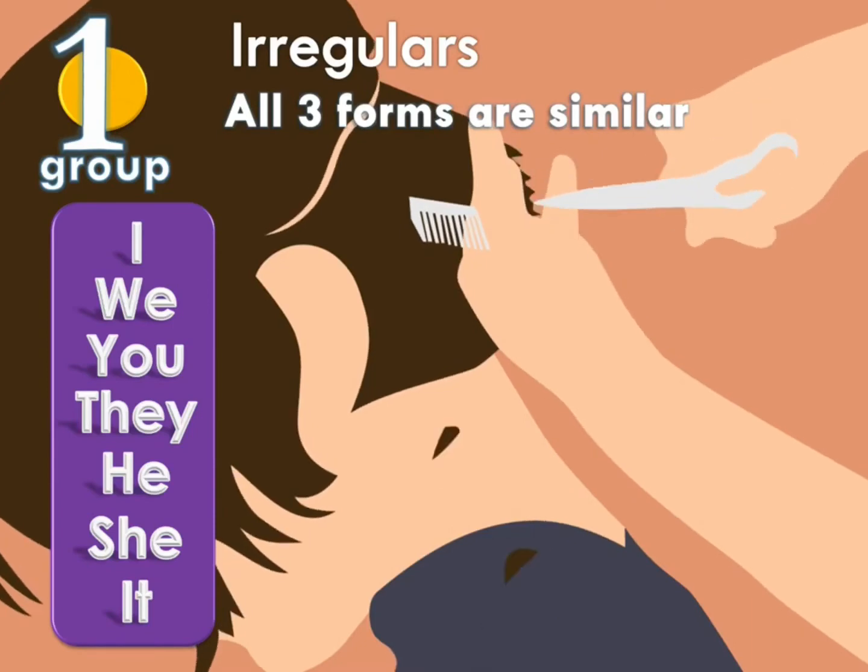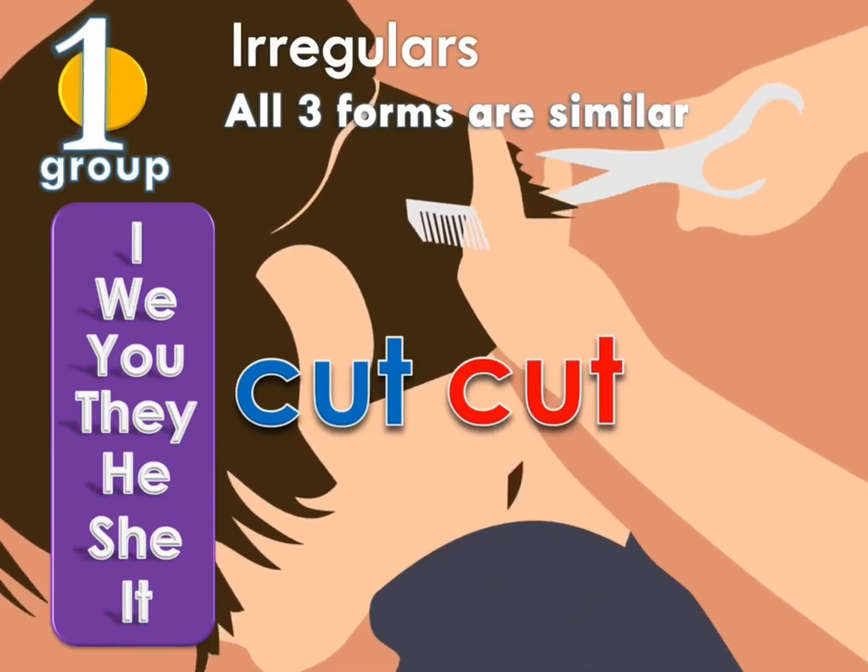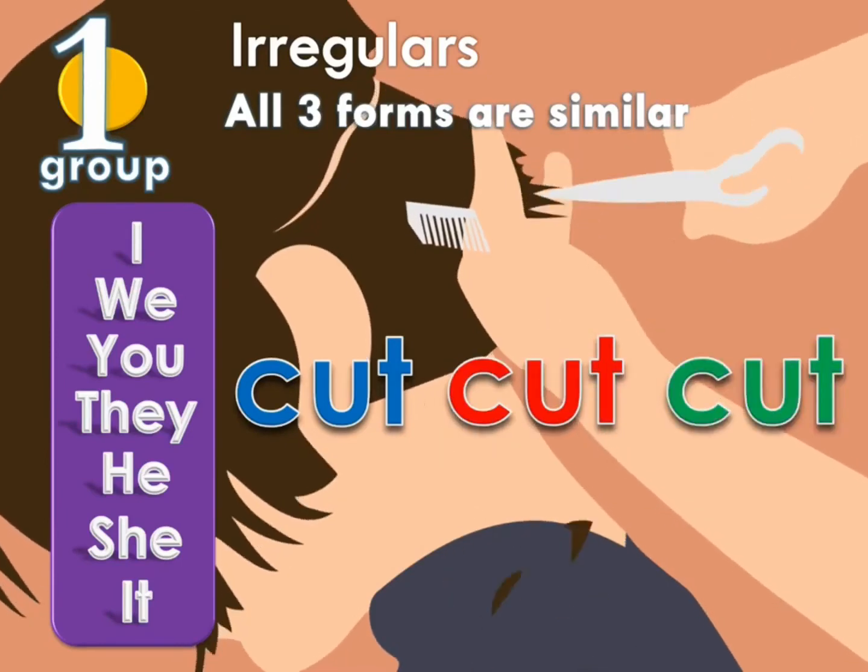For irregulars where all three forms are similar, the first rule is, for example, the word cut. For the past simple, it becomes cut, and for the past participle, it's still cut.